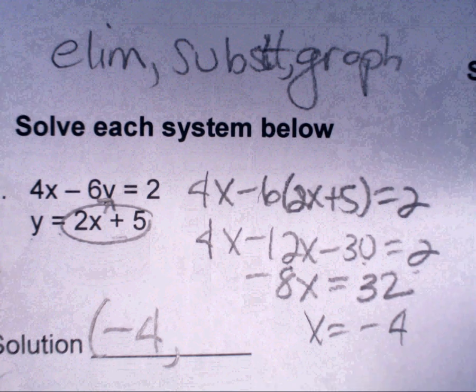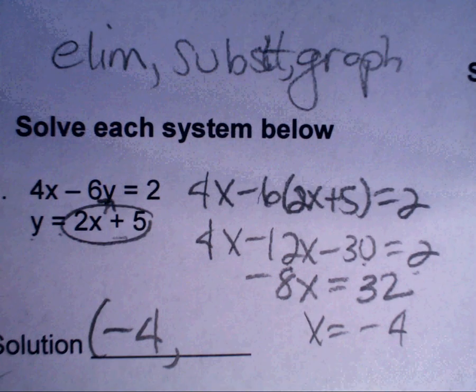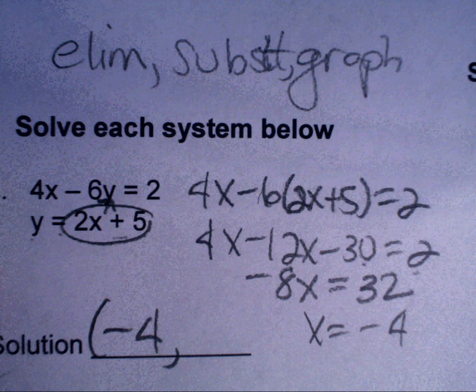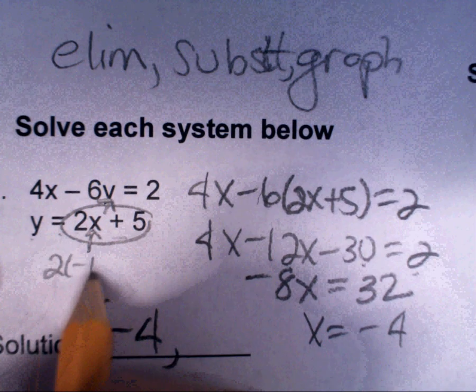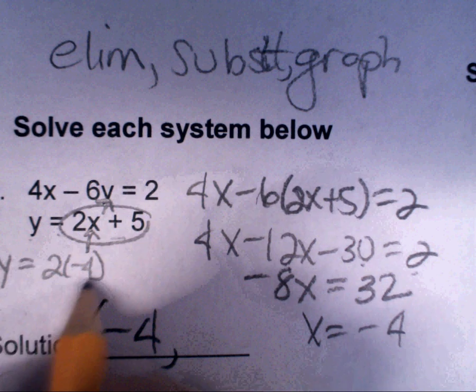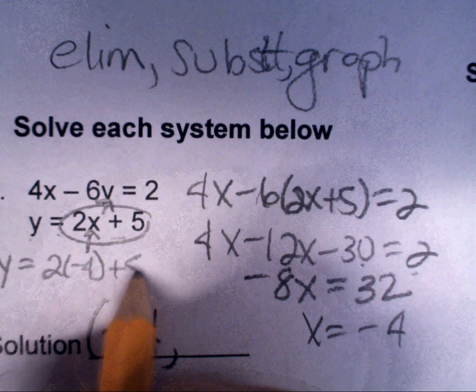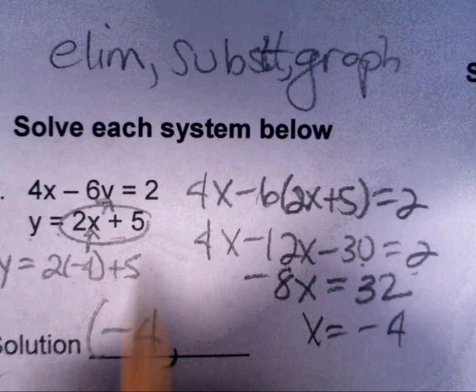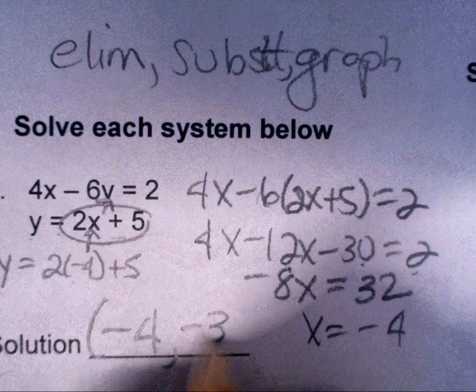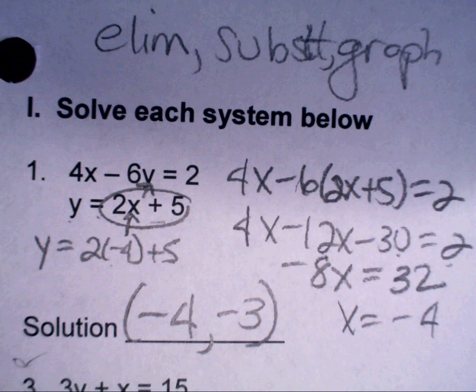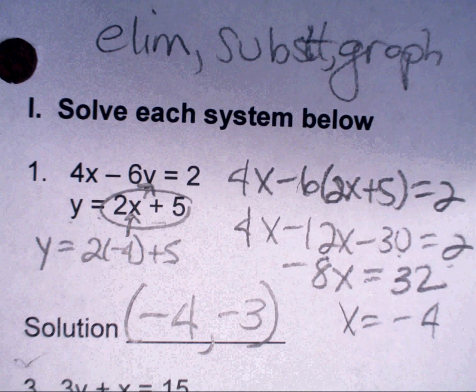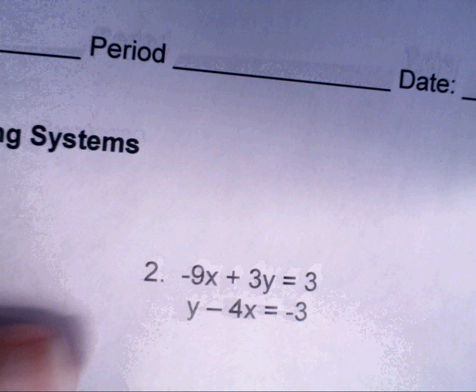Then what I would do is take negative 4 and plug it anywhere for x and find y. Well, this is the easiest place. So y equals 2 times negative 4 plus 5, that's negative 8 plus 5, which is negative 3. And that's substitution.